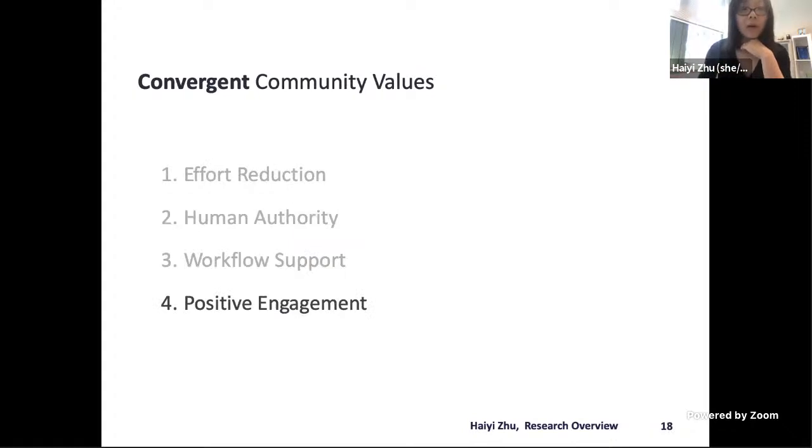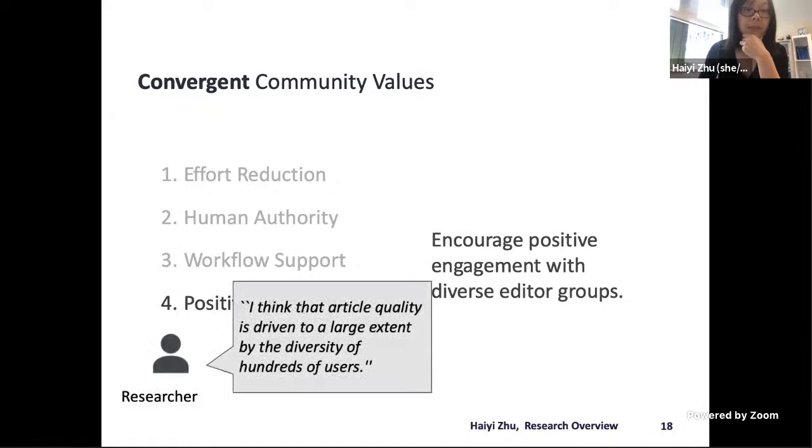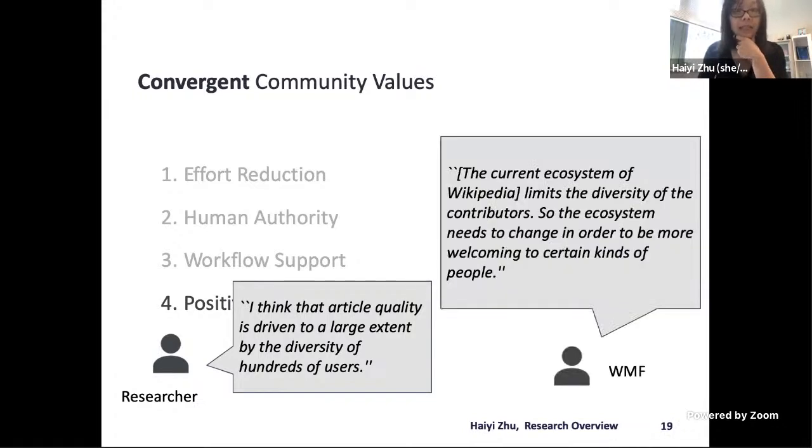People have also been telling us that positive engagement is another really important community value that these machine learning based systems should follow. Specifically, we want to encourage positive engagement with diverse editor groups. One of the interview participants told us, I think that article quality is driven to a large extent by the diversity of hundreds of users. Another interviewee pointed out that the current ecosystem of Wikipedia limits the diversity of the contributors, so the ecosystem needs to change in order to be more welcoming to certain kinds of people.